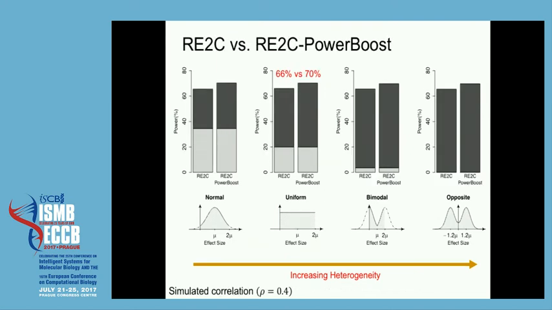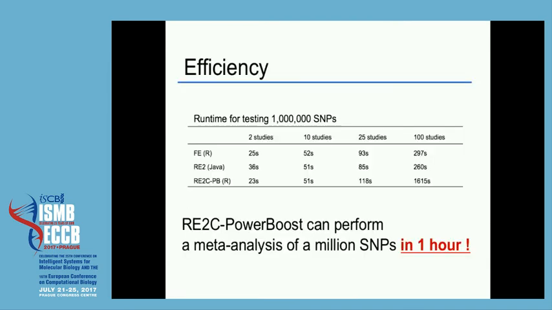And we compared the R2C and R2C power boost methods, and R2C power boost outperforms R2C in all scenarios of different true effect size distributions. In the efficiency test, we tested 3 methods, and it shows that R2C power boost can perform a meta-analysis of millions of SNPs in an hour.